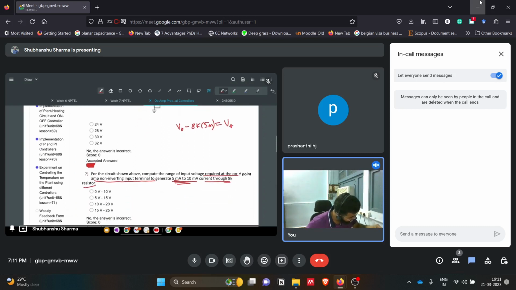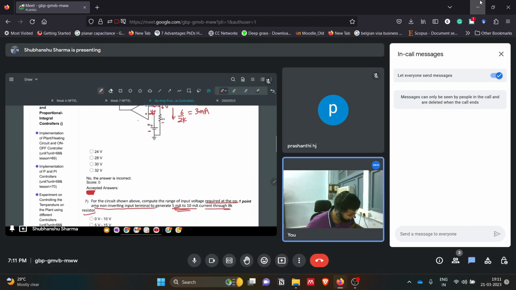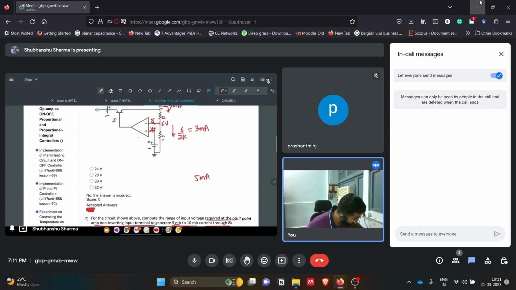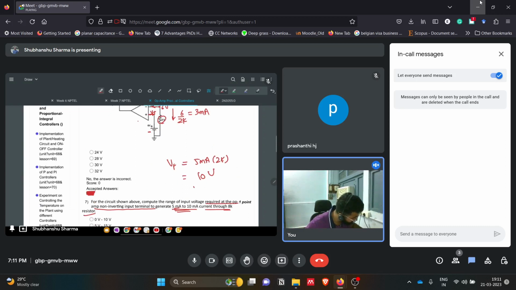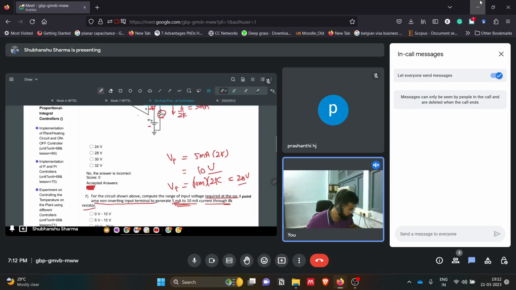Or we can do it like this. For 5 milliamperes, the voltage drop across the 2 kilo ohm resistor, this resistor is into 2k, is basically V plus. That will be 10 volts. Similarly, for 10 milliamperes, V plus will be 20 volts. So that is the answer basically.